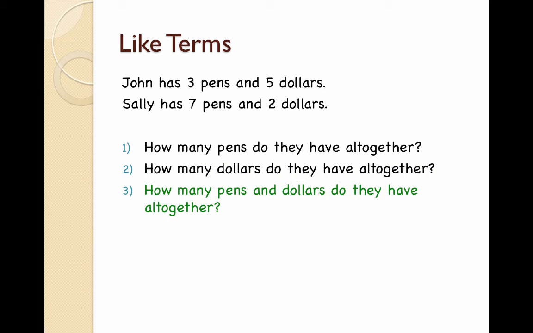How many pens and dollars do they have altogether? Well, I add the 3 and the 7 together to get 10 pens, and the 5 and the 2 together to get $7. I don't have 17 pen dollars. I don't add those pens and dollars together because they're two separate things and they're unlike each other.